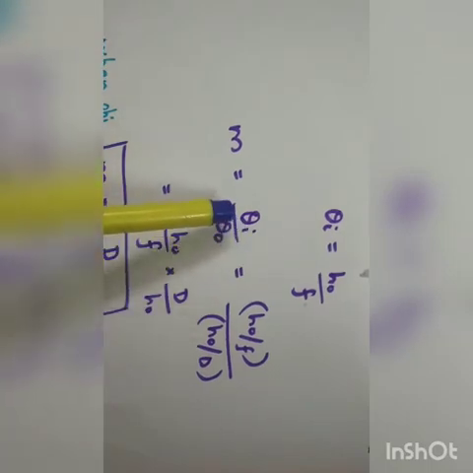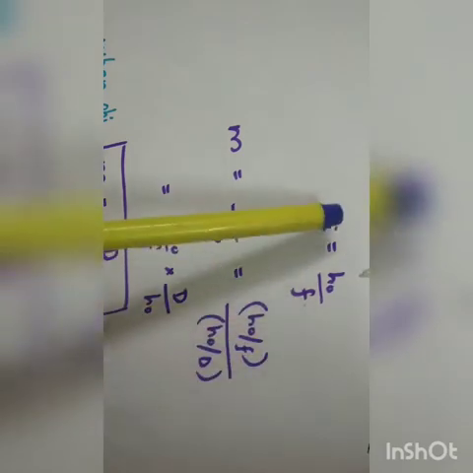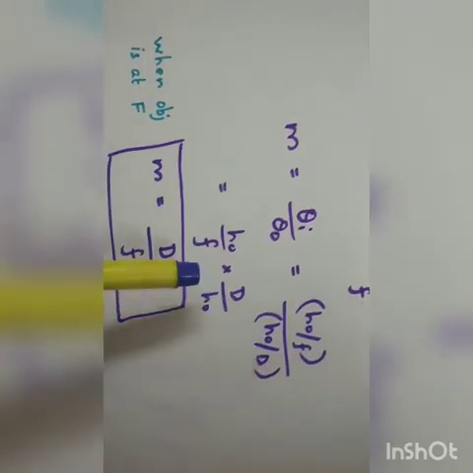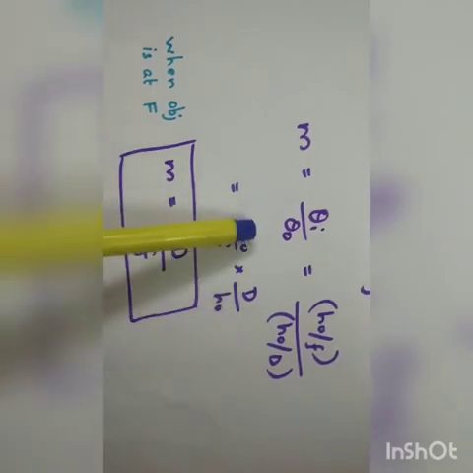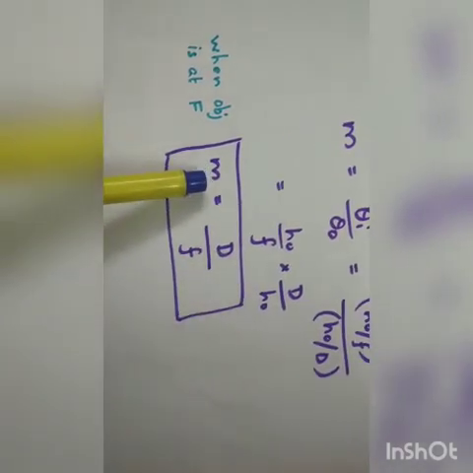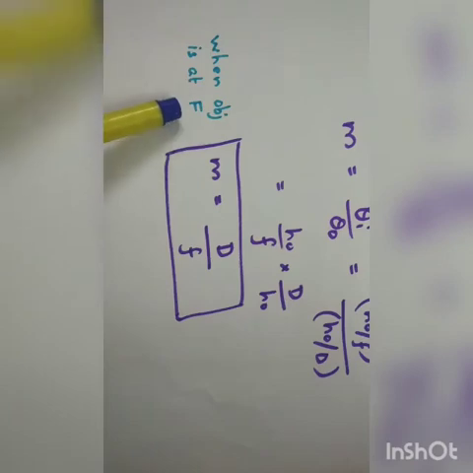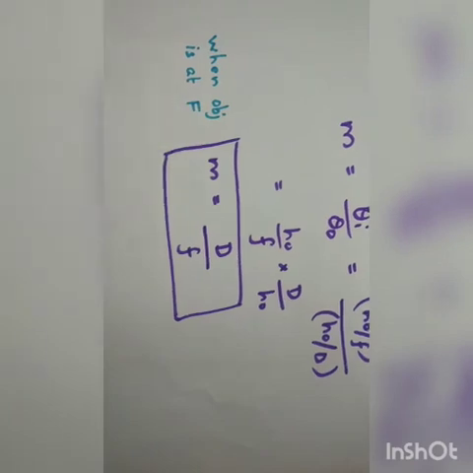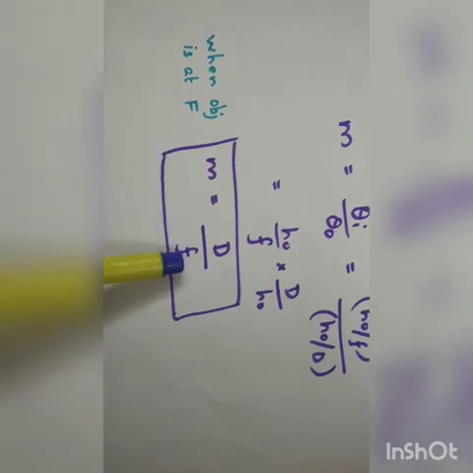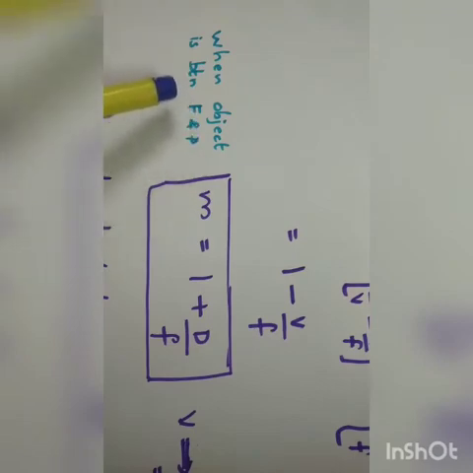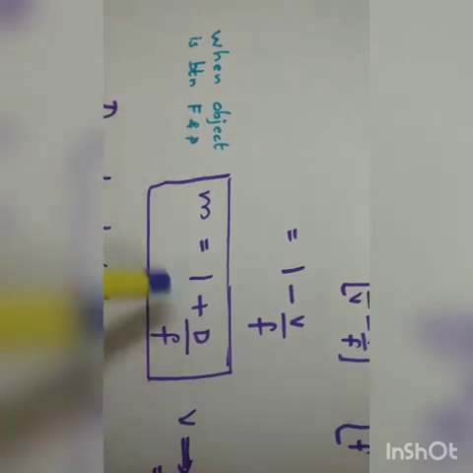Let us substitute the values. Theta I is ho by f and theta O is ho by d. Cross multiplying, ho and ho get cancelled, and magnification is equal to d by f. So we got the magnification when the object is at the focus. So we have got two formulas for magnification. When the object is at f, this is the magnification. And when the object is between f and p, this is the magnification.